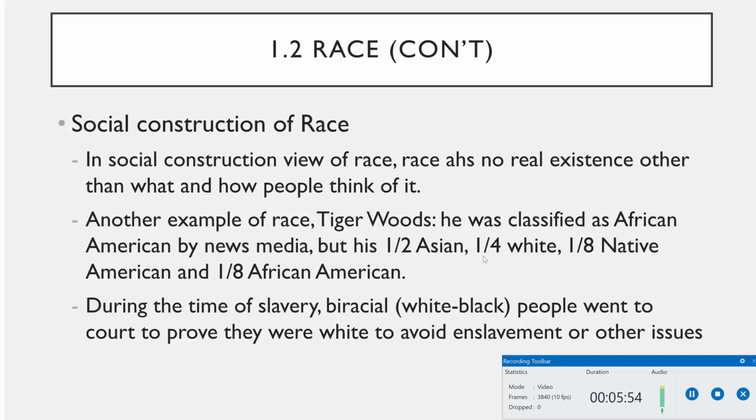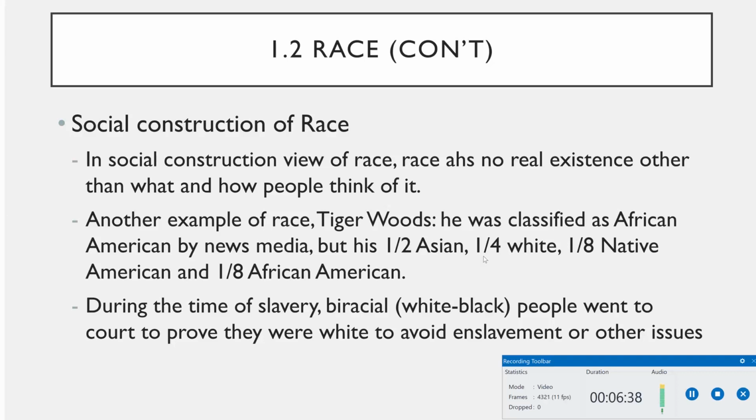In the social construction view, race has no real existence other than what we construct or think of. An example of the social construction of race is Tiger Woods. By social media and news media, he was classified as African American. However, in terms of inherited characteristics, he is half Asian, 25% White, and 1 out of 8 Native American or African American. So just having 12.5% African American ancestry made him African American.